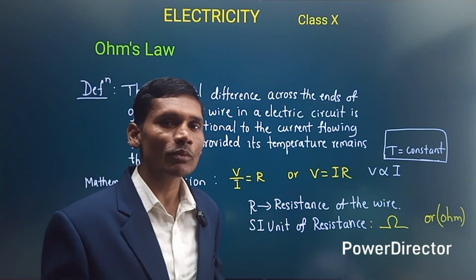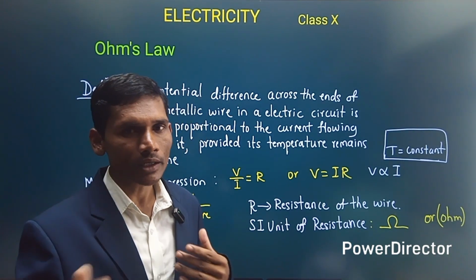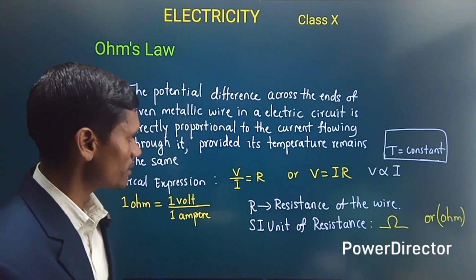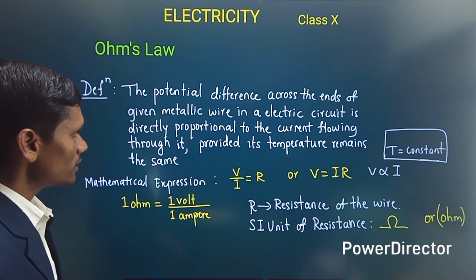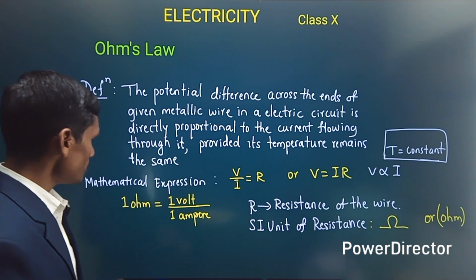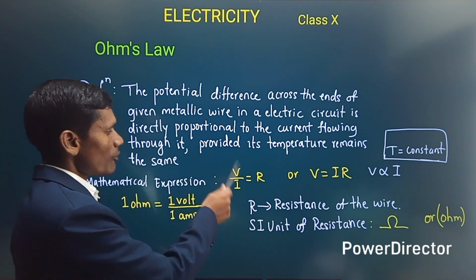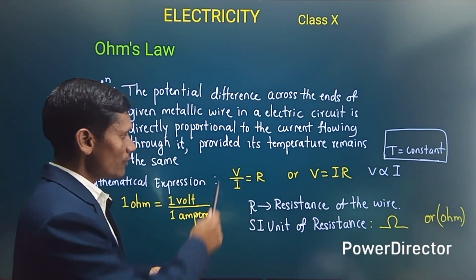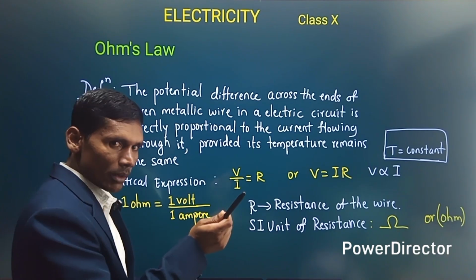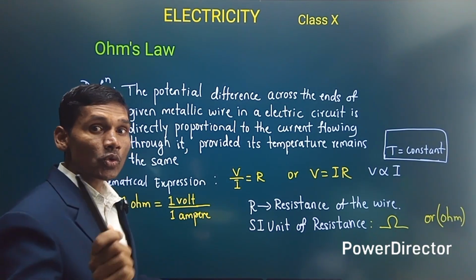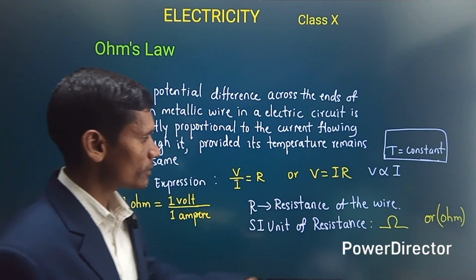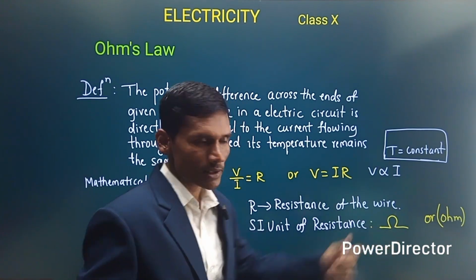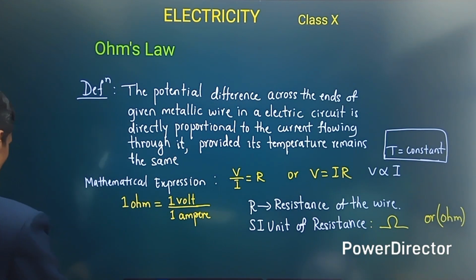What is resistance then? Resistance is the opposition offered to the flow of electrical charges in a given metallic wire. Remember, right? And if you want to define 1 ohm, phi upon I is equal to R we are taking. Phi has to be 1 volt, current has to be 1 ampere, then it will become 1 ohm. And the SI unit of resistance is ohm. It is denoted by the Greek letter, like this symbol.